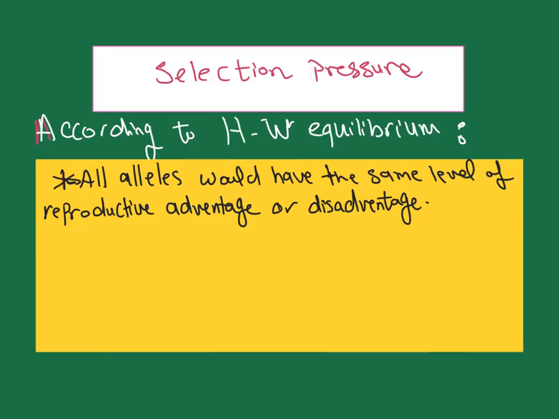Selection pressure. According to Hardy-Weinberg equilibrium, in order to ensure equilibrium, all alleles would have the same level of reproductive advantage or disadvantage. This means that there should not be selection pressure. Also, we can say there should not be a selection advantage for any of the alleles.